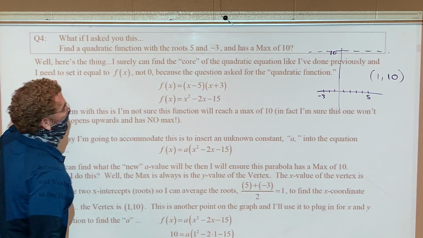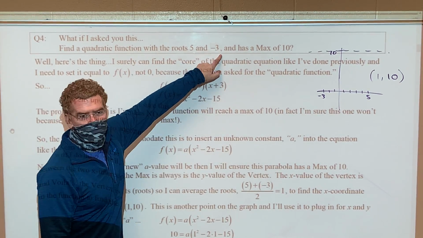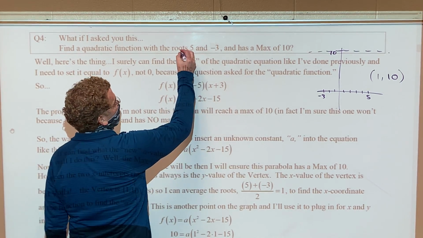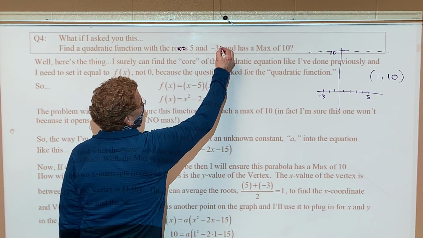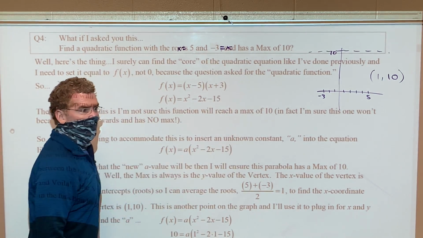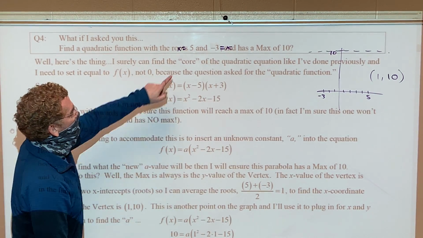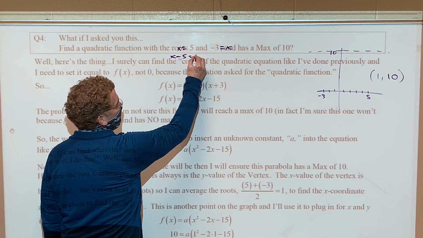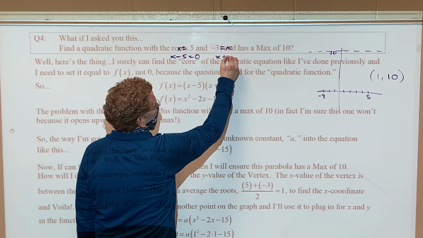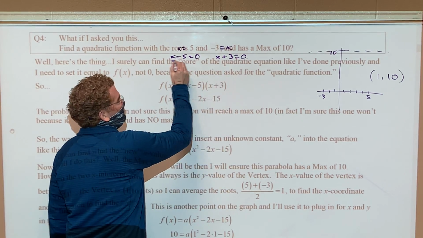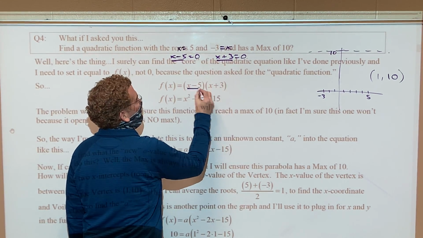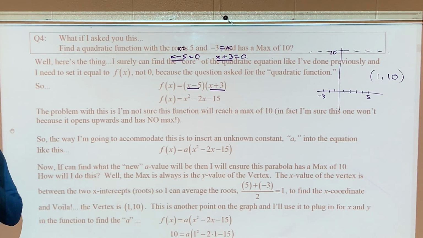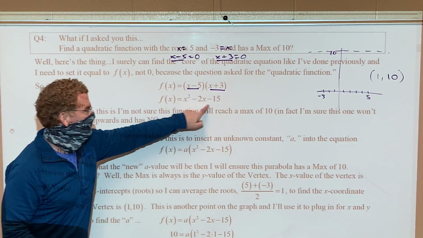First thing I can do is say, well, if those are my roots, those are the x's when y is 0. That means that x is 5 and x is -3. And if x is 5 and x is -3, that means x minus 5 is 0, and that means x plus 3 is 0. And I can take those factors and write them down. All right? And if I FOIL those together, I get this.